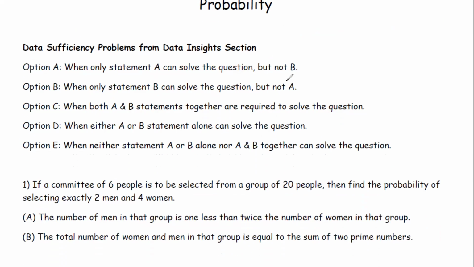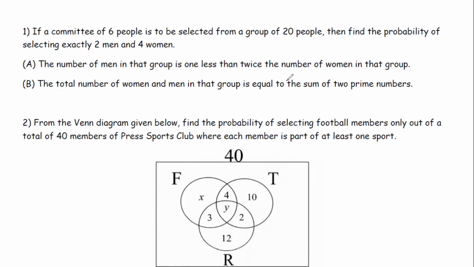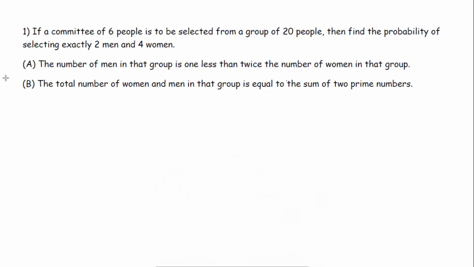So this is probability data sufficiency question 1. If a committee of 6 people is to be selected from a group of 20 people, find the probability of selecting exactly 2 men and 4 women. We begin with statement A: the number of men in that group is one less than twice the number of women in that group.